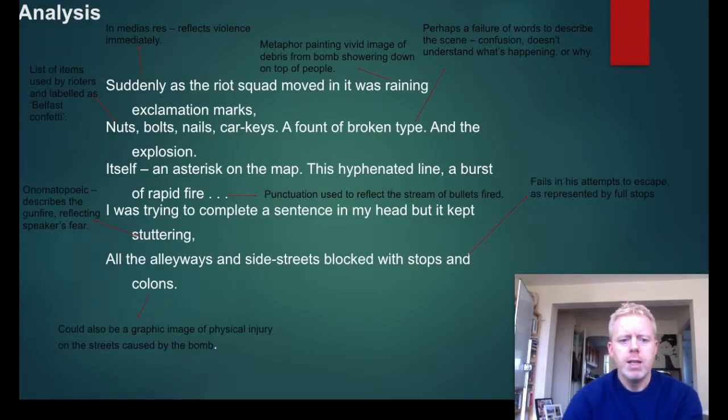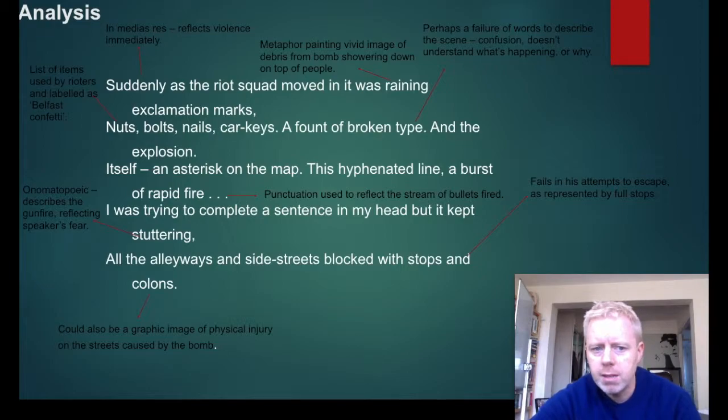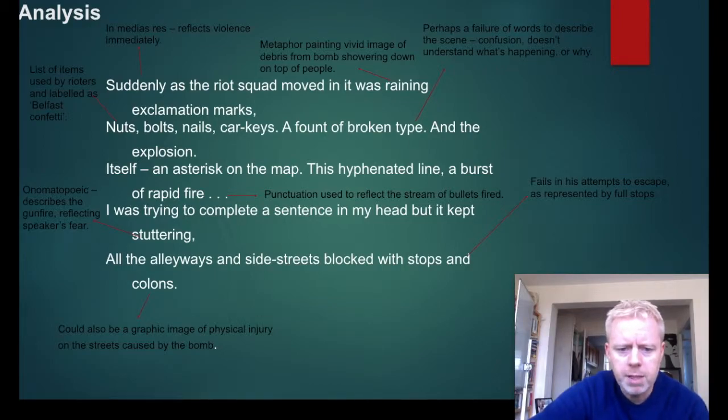There we go. Suddenly, in media res, kind of right in the middle of the action: "Suddenly as the riot squad moved in, it was raining exclamation marks. Nuts, bolts, nails, car keys. A fount of broken type, and the explosion itself, an asterisk on the map. This hyphenated line, a burst of rapid fire. I was trying to complete a sentence in my head, but it kept stuttering. All the alleyways and side streets blocked with stops and colons."